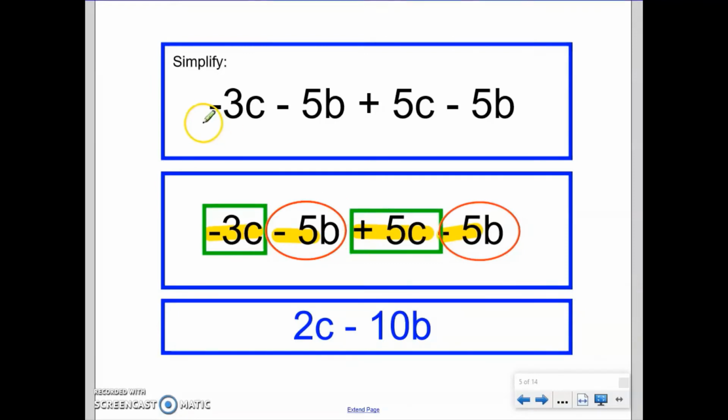So you can see, look, as the complexity of the question increases and there's more negatives involved, boxing or circling or highlighting your similar terms is going to become even more useful.